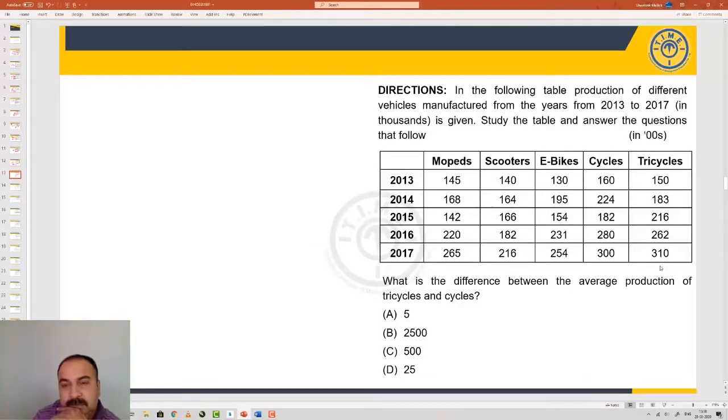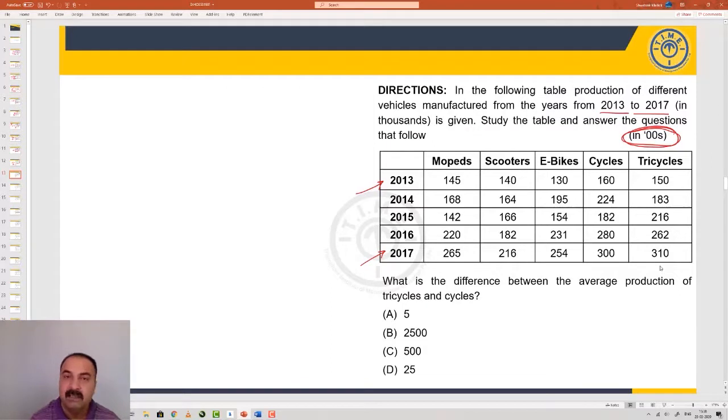Now we'll start with the next set of table calculation exercise. We are given some data about vehicles manufactured from the years 2013 to 2017. So from 2013 to 2017, you have the years. You have mopeds, scooters, e-bikes, cycles, and tricycles. And this data is in hundreds. It is given in a very conspicuous manner. It's almost going to evade your eyesight in the hurry of the examination. This is an important focus area.